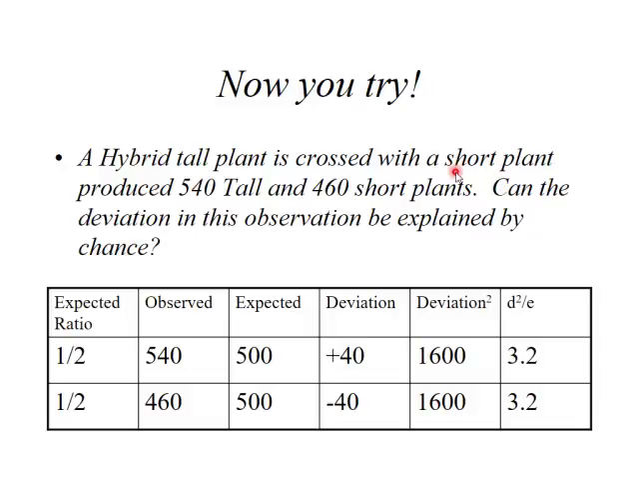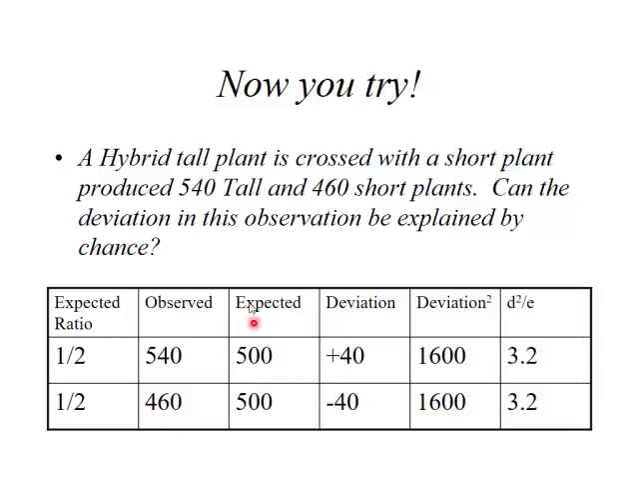Half of the plants should be tall and half of the plants in the offspring should be short. So you write those down as your expected ratio. Now, you total up the 540 tall and 460 short, and you get 1,000 plants. Now take those 1,000 plants and multiply them by 1/2. We would expect you would get 500.